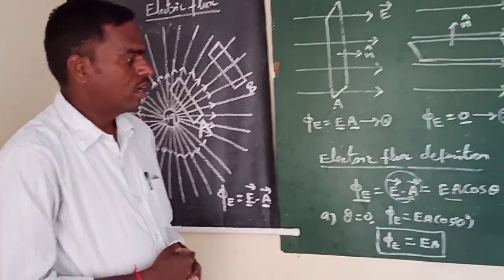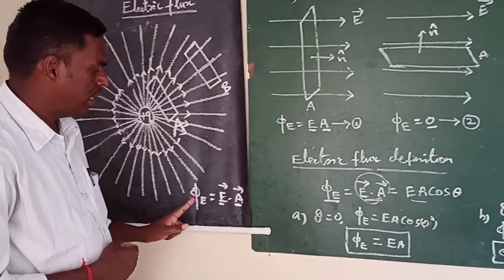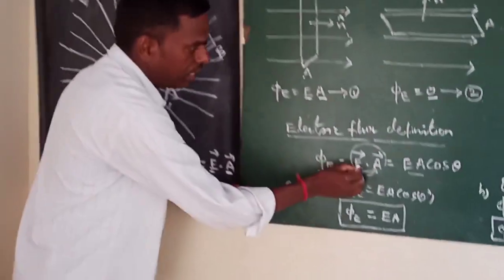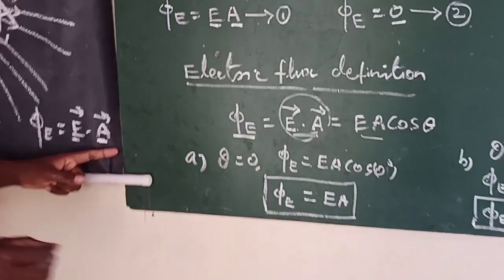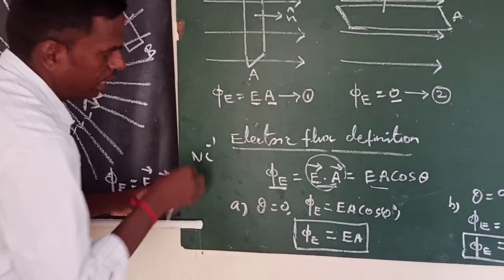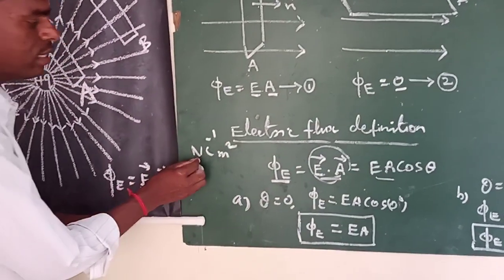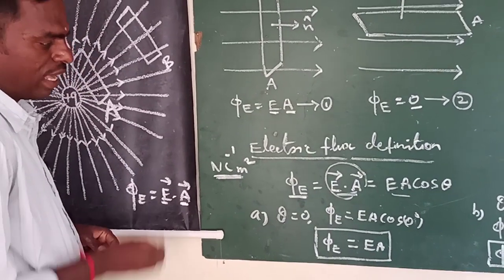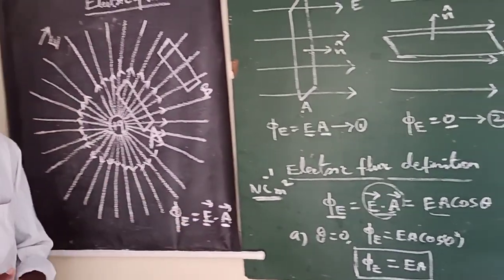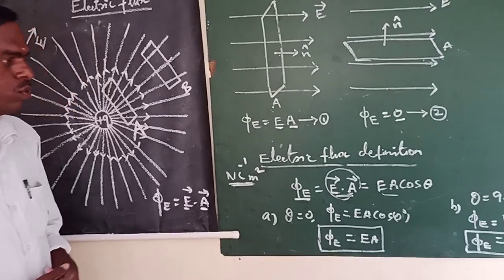It has a magnitude, positive or negative, and its unit follows from phi of E is equal to E into A. The unit of electric field intensity is N C power minus 1, and the area is in meter square. So this is the unit of electric flux: N C power minus 1 m square. So electric flux is a scalar quantity. Its unit is Newton meter square coulomb power minus 1.